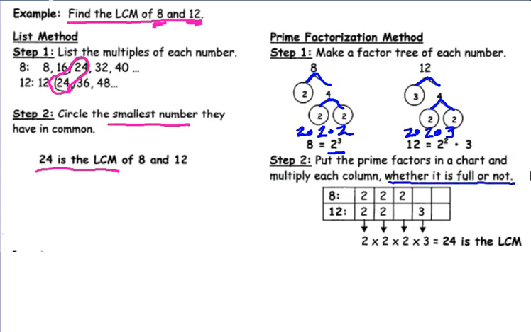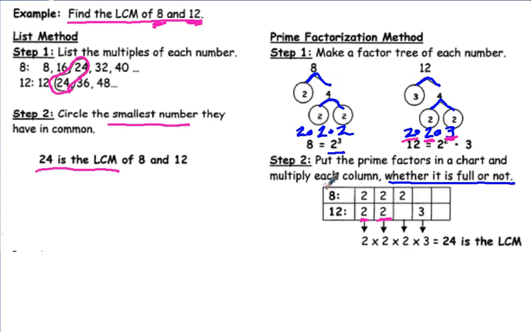Now you want to put your prime factors in the chart and multiply each column, whether it is full or not. For 8, we would fill in 2 times 2 times 2. Now with the 12, you've got a 2, and it can go right here because it matches in that column. You've got another 2, it matches in this column. This time you have a 3, so you're going to have to skip over because this column is already a 2, and put your 3 right here.